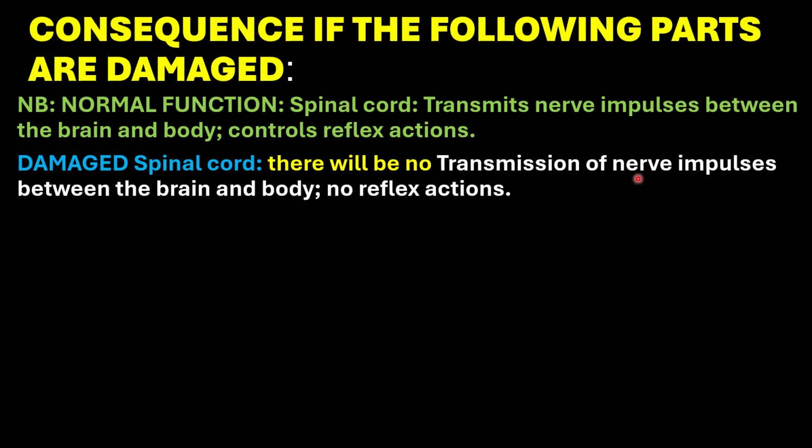There will be no transmission of nerve impulses between the brain and the body. And here you saw in the normal functions, it controls reflex actions. But because it is damaged, now you just put in the words, there will be no reflex actions. That is how you explain. Just put in those words. These are the words that are used for explaining the consequence of a damaged part.